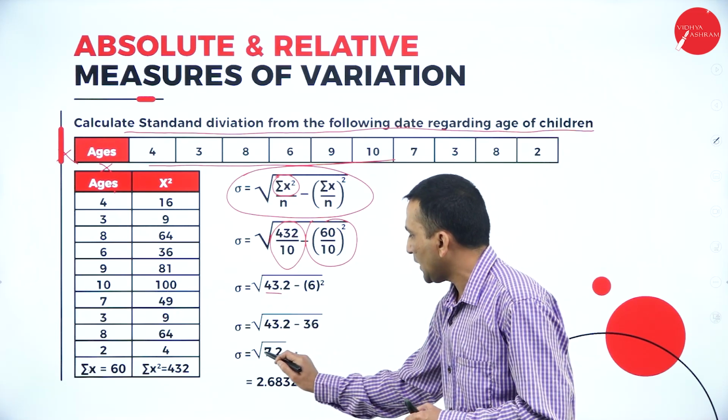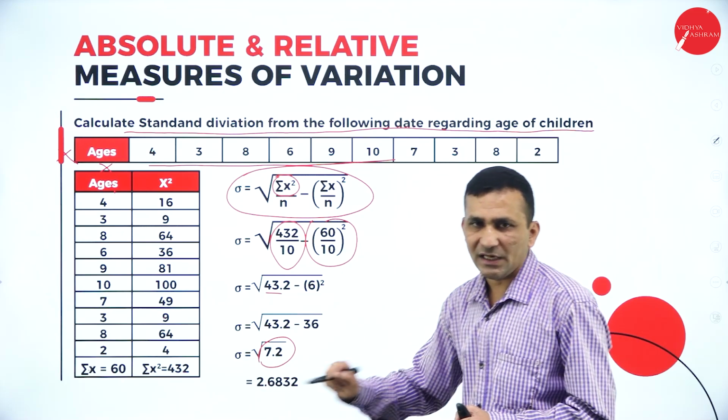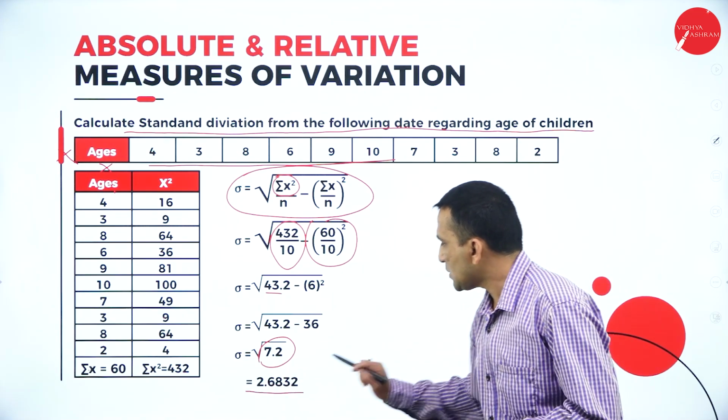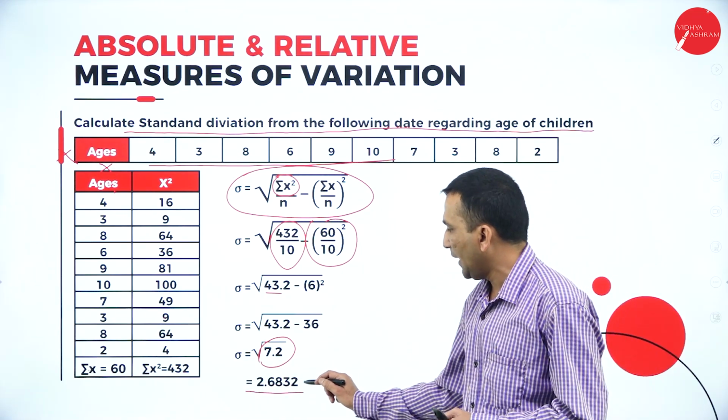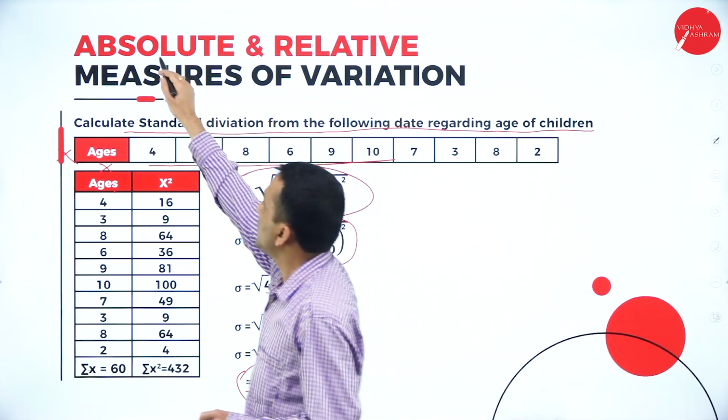After subtracting I am getting 7.2. If you take the square root using the square root button, we get 2.6832. This is your standard deviation value, which is quite similar to the absolute.